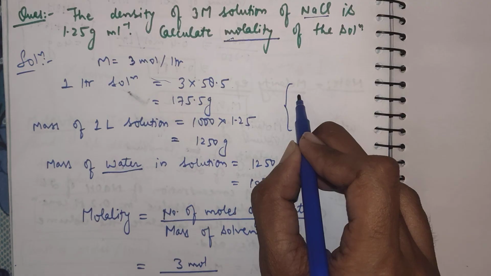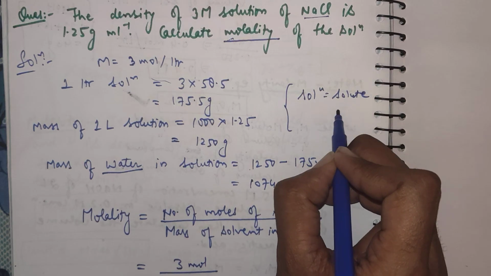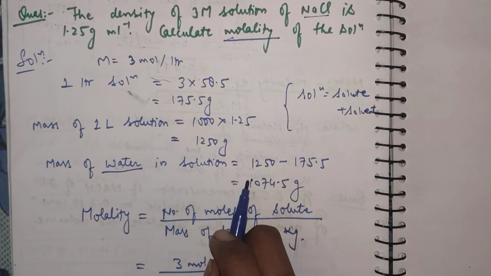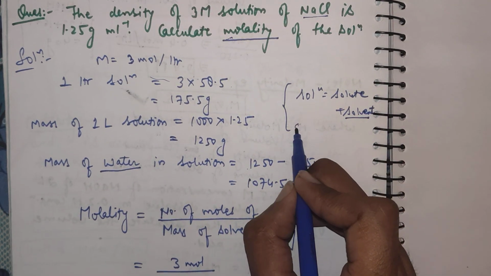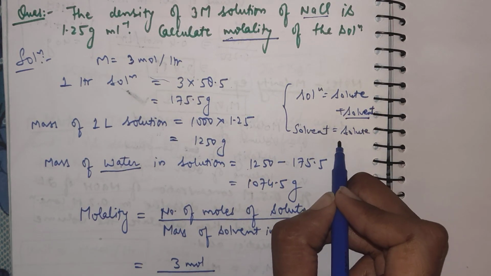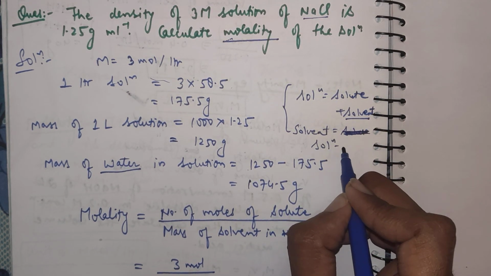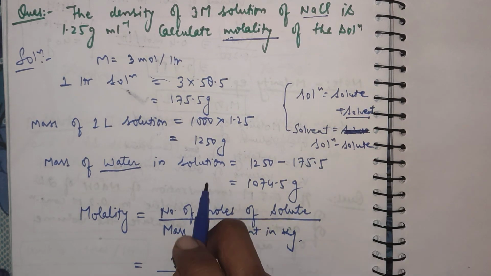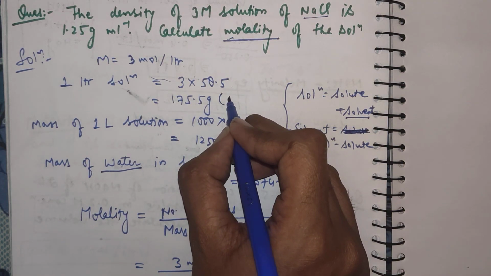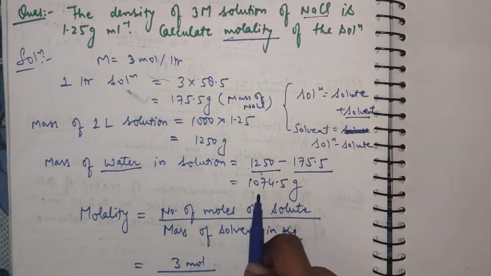The formula is: mass of solution is equal to mass of solute plus mass of solvent. So if we want to calculate the mass of solvent, solvent is equal to solution minus solute. On putting it, that is the solution, that is the solute. What is the solute here? Mass of NaCl, that we just calculated here.